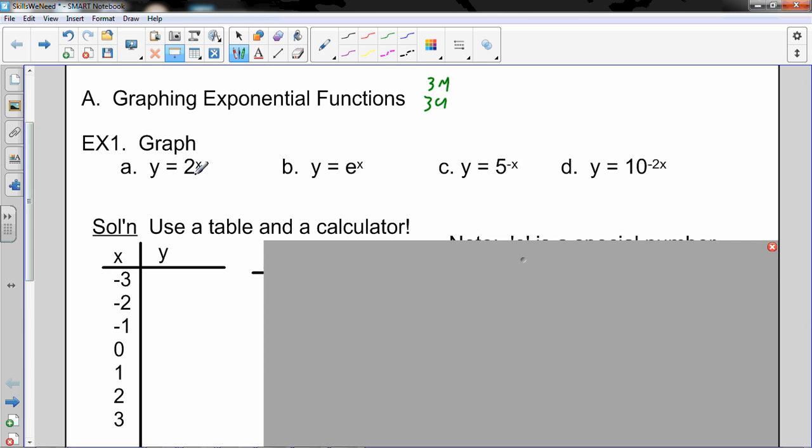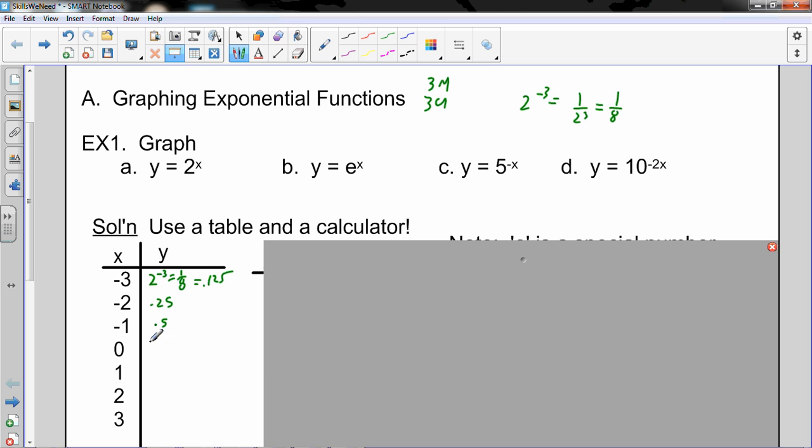So for the first one, y equals 2 to the exponent x. Essentially what we do is we take out the x and put in what it is for that value. So 2 to the exponent minus 3, and then we can either remember our exponent rules. The negative exponent means for you to flip it, invert, 1 over 8. So this is 1 over 8. Or if you just use a calculator, that's going to be 0.125. This one's 0.25. And again, right into a calculator, 0.5.